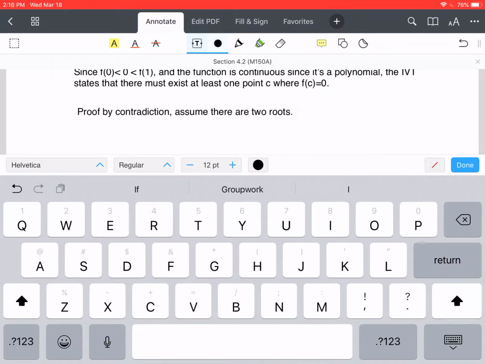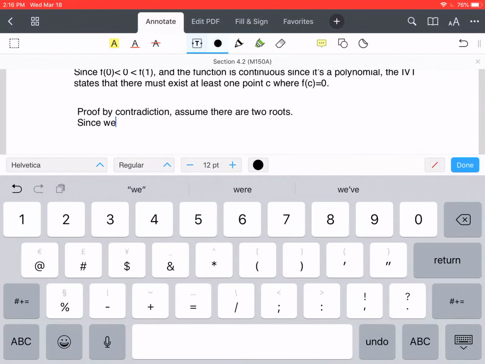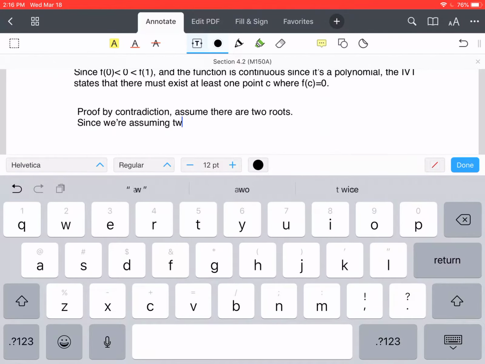So, since we're assuming two roots, call them f of a and f of b.